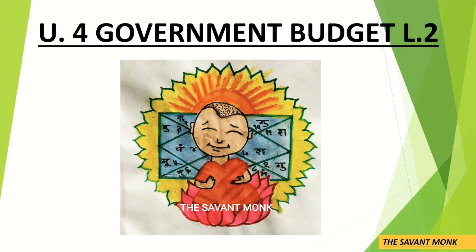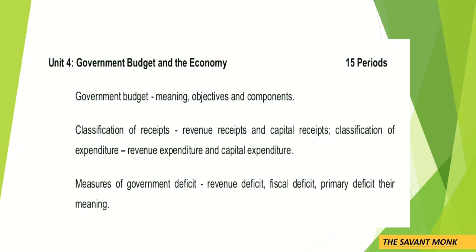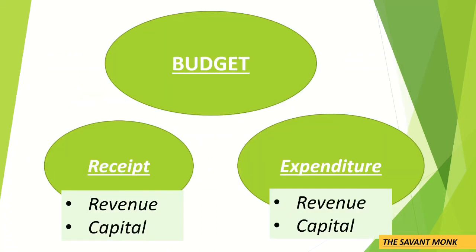This is lecture 2 of unit 4, the government budget. In the last lecture we did the meaning, objectives and components of government budget in detail, and over here we will be doing the classification of receipts and the classification of expenditure in detail. So this is the part that we will be completing in this lecture.